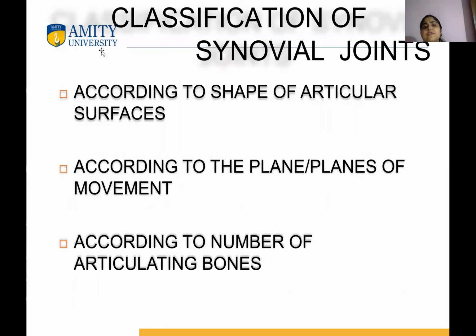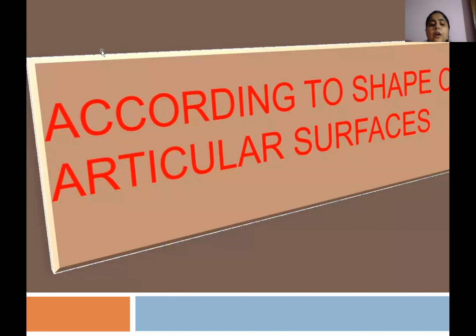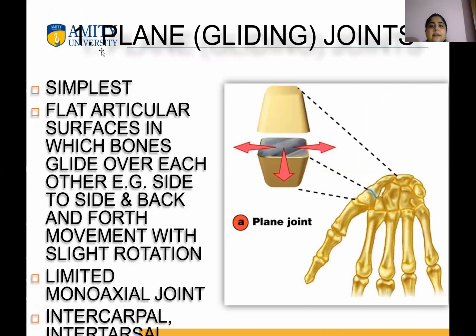Now, the classification of synovial joints is according to the shape of articular surfaces, according to the plane of movement, and according to the number of articulating bones. According to the shape of the articular surfaces, first is the plane joint or gliding joint. It is the simplest of all. It has flat articular surfaces in which bones glide over each other, and it is limited. Only monoaxial movement is there, that is, movement in only one plane. Intercarpal or intertarsal joints are examples.